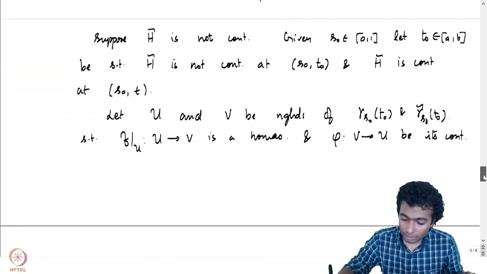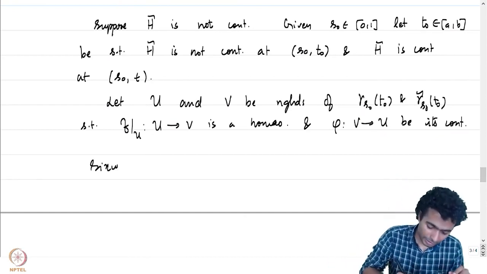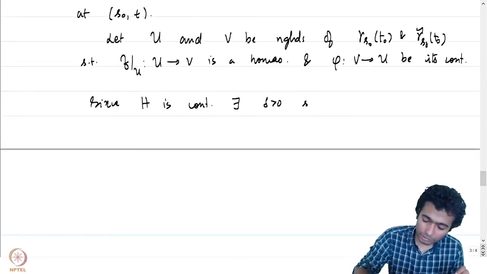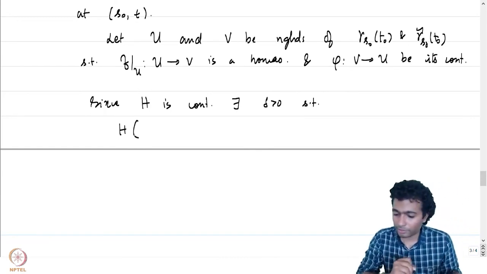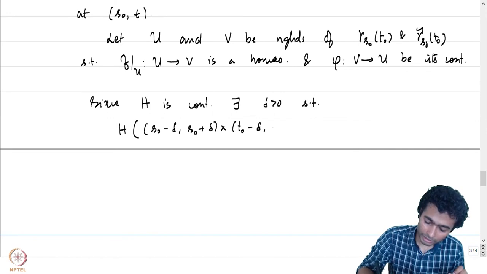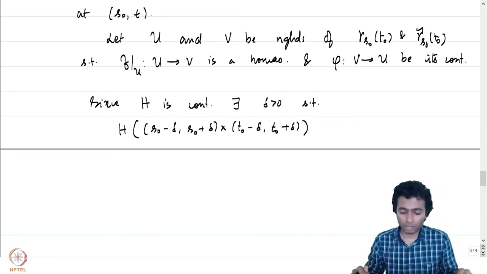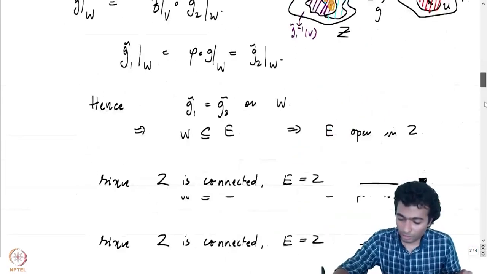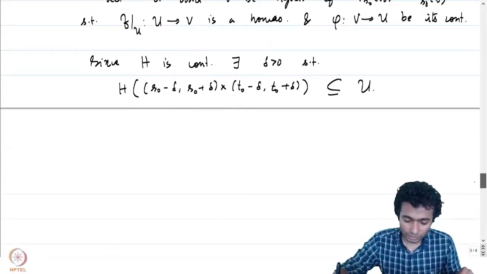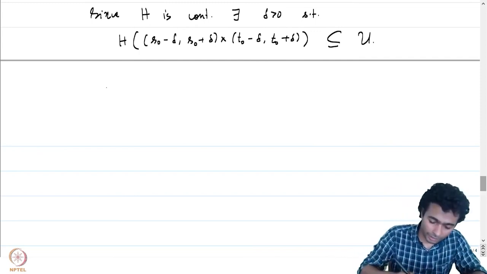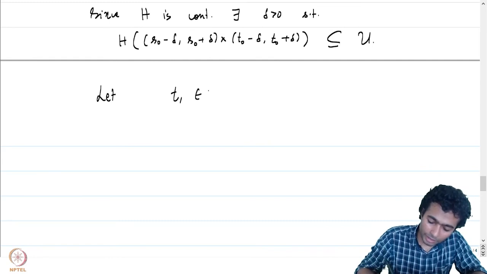Because h is a continuous map, since the homotopy is continuous, we can get hold of some delta positive such that if you look at s naught minus delta to s naught plus delta cross t naught minus delta to t naught plus delta, this neighborhood is mapped by h to within U. That's something we can ensure; we get hold of one such delta. And let's pick some point less than t naught in this interval. Let t1 be a point in (t naught minus delta, t naught).